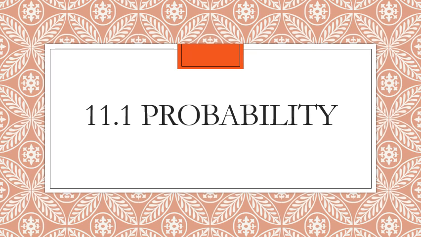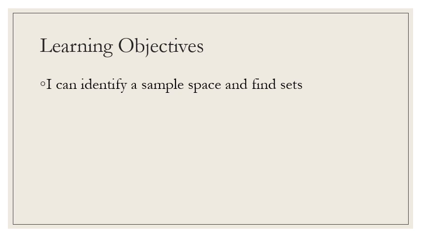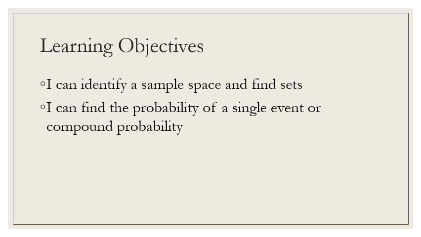This is lesson 11.1, probability. The objectives for this lesson are: I can identify a sample space and find sets. I can find the probability of a single event or compound probability.